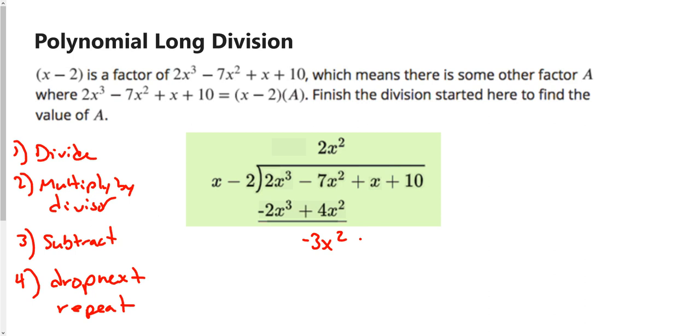We're going to drop the next term. So now we're going to go back to the first step and we're going to divide, but it's not the first term of the polynomial. We're going to divide what we have at the bottom here. What is negative 3x squared divided by x? It's going to drop down to minus 3x. Multiply by the divisor, and that gets us negative 3x squared times negative 2. So negative 3 times negative 2 is positive 6x.